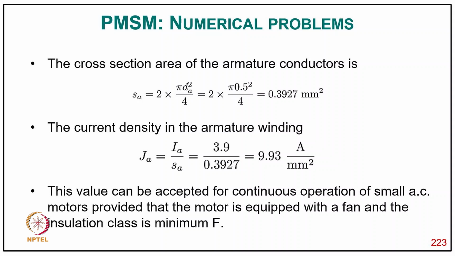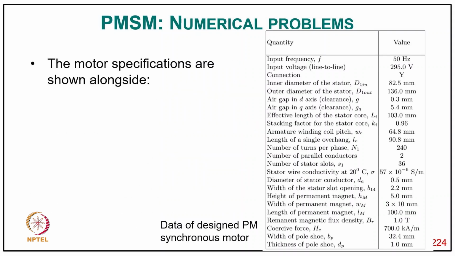This value can be accepted for continuous operation of a small motor, provided the motor is equipped with a fan and the insulation class is minimum F. The motor specifications are given here in the table, along with all the specifications of the designed motor.